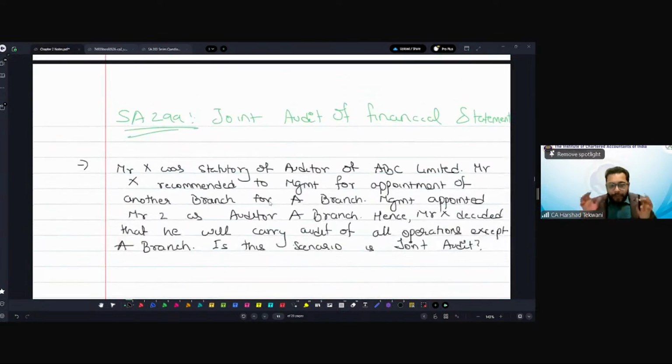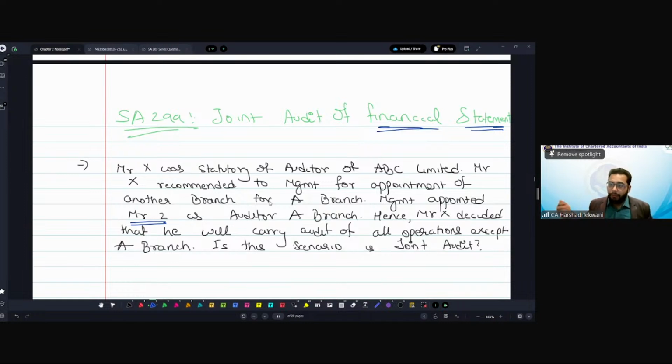Correctly pointed out. When we talk about joint audit of a financial statement, we are talking about the whole financial statement, not at the branch level, not at the subsidiary, joint venture or associates level. Here Mr. Z will issue an opinion on the financial statement of the branch, not on the whole company's financial statement. So he will not issue an opinion on ABC Limited's financial statement. Understand that. If he will not issue an opinion on ABC Limited, then he is not a joint auditor.